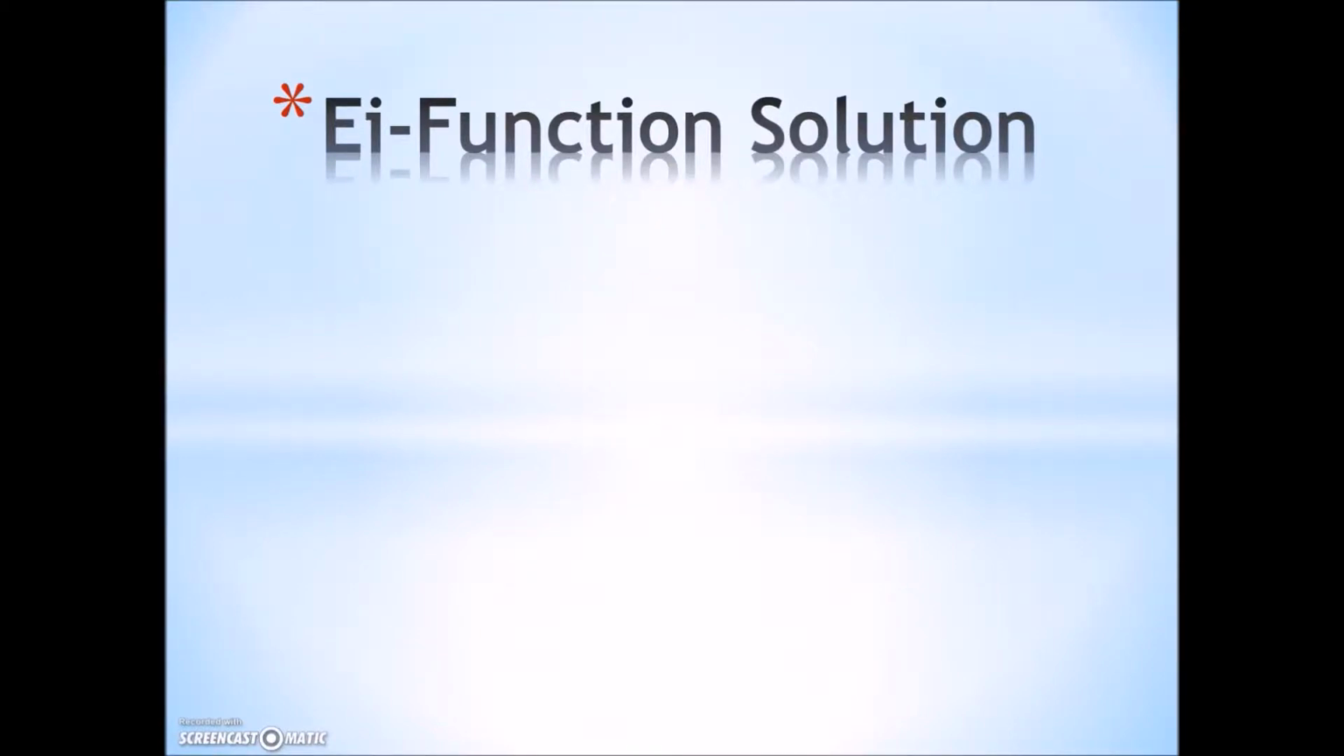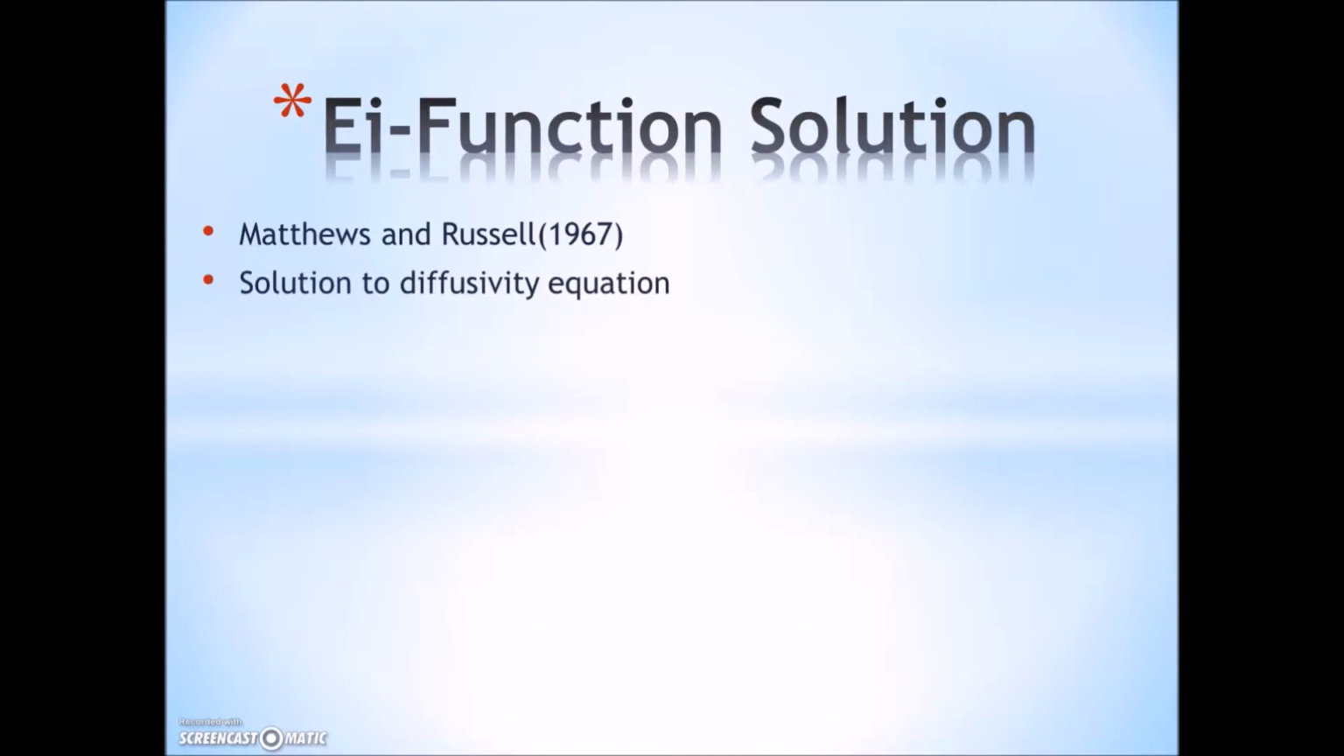In this video, we present to all of you about the EI function solution. What is the EI function solution? In the year 1967, Matthews and Russell proposed a solution to the diffusivity equations. It is based on the following assumptions.